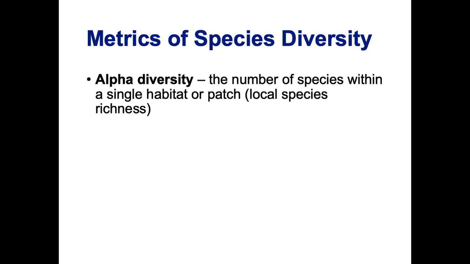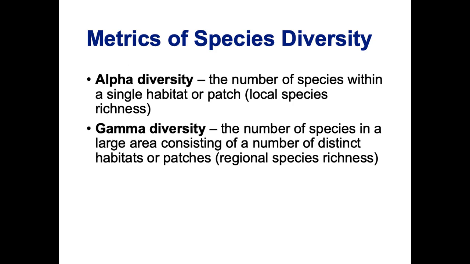So there are a few different metrics of species diversity. We have alpha diversity, which is the number of species within a single habitat patch. We have gamma diversity, which is the number of species in a large area consisting of distinct habitats or patches. So we have regional species richness.